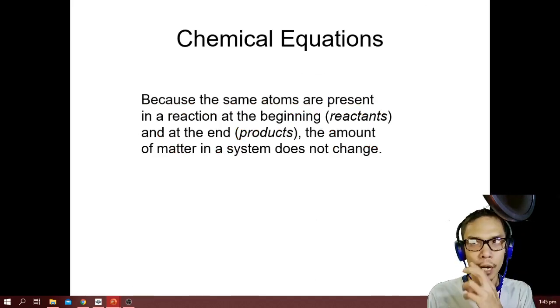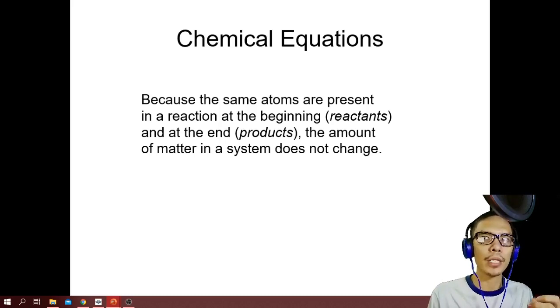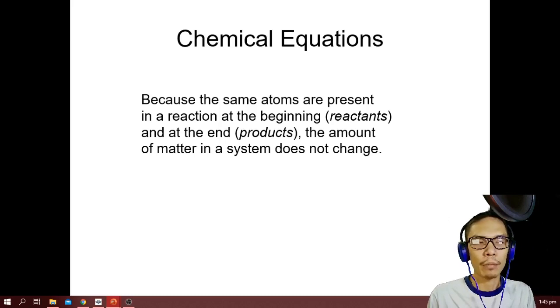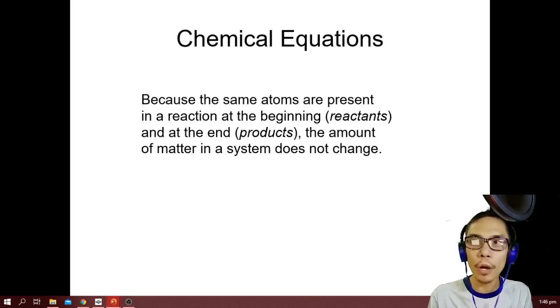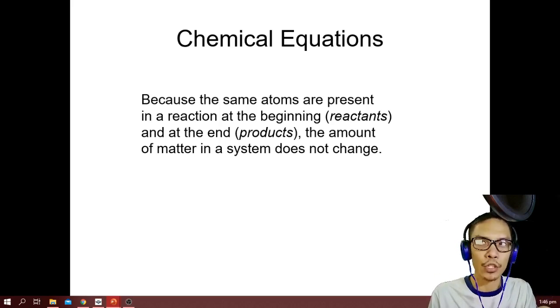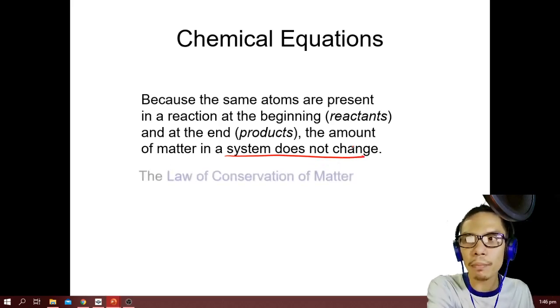Okay. Now, because the same atoms are present in the reaction at the beginning and at the end of the products, the amount of matter in the system does not change. So it means that whatever entered in your reaction must be seen in your product. In short, there's no atom that is left behind, or that will enter your chemical reaction and not be part of your product.